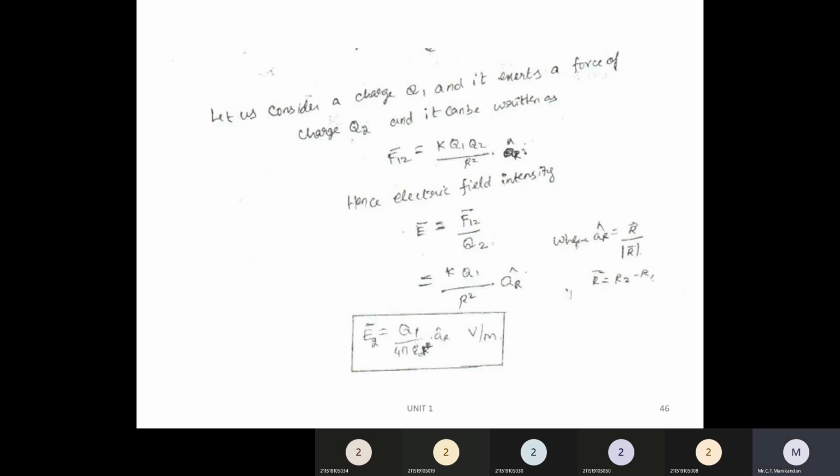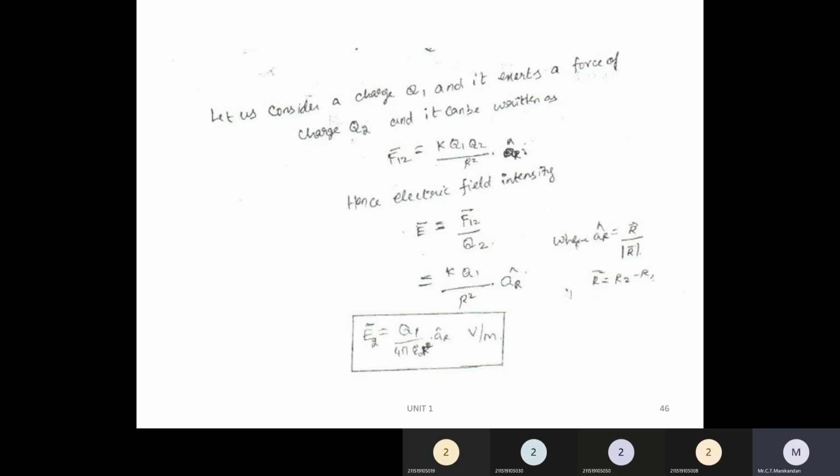So the electric field: normally you know the force F12 is K into Q1 Q2 divided by R square into a R12, and E vector equals F12 divided by Q2. If you substitute that value, you will get K into Q1 divided by R square into a R. So electric field equals Q1 divided by 4 pi epsilon R square into a R vector. It is measured in volt per meter.